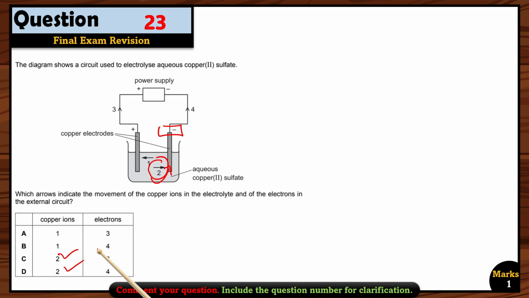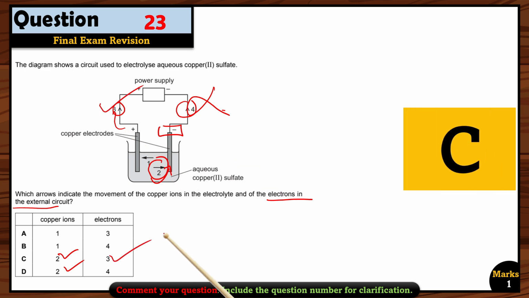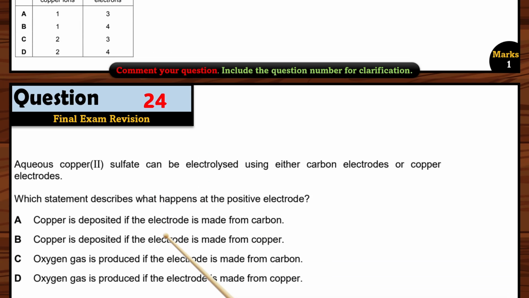Okay. Now let's see for the electrons in the external circuit. So electrons direction is always towards the cathode, right? So if you see they are moving from here, yes, that's right. And they are moving towards the cathode. But here you can see they are showing that it is moving away from the cathode. That's wrong. So 3 is the right option, that is C. So option C is the correct option.